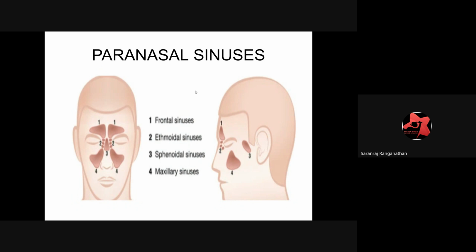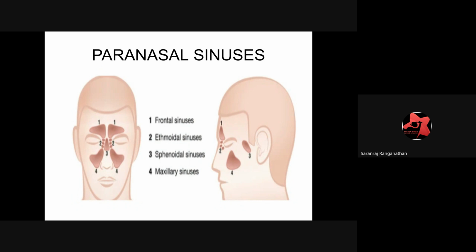Okay, first we are going to see about the sinus. So you can see the sinus image they have given here. The first one is the frontal sinus, which is located in the forehead area. So that is the frontal sinus. And the next one, ethmoidal sinus. It is located in the back side of the nose.